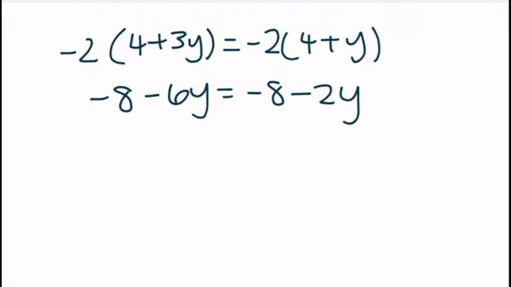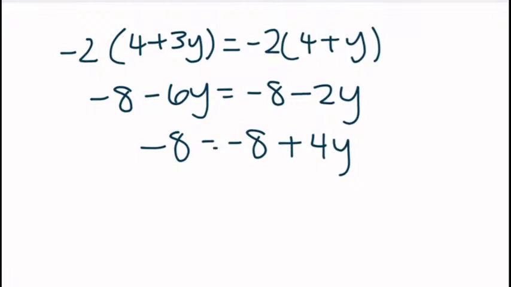So right off the bat, I noticed that the negative 6y is a pretty big negative, which means if we move it to the right side, it'll turn into a bigger positive. So I'm going to add 6y to both sides to get negative 8 on the left, and then you do negative 2y plus 6y, which is 4y.